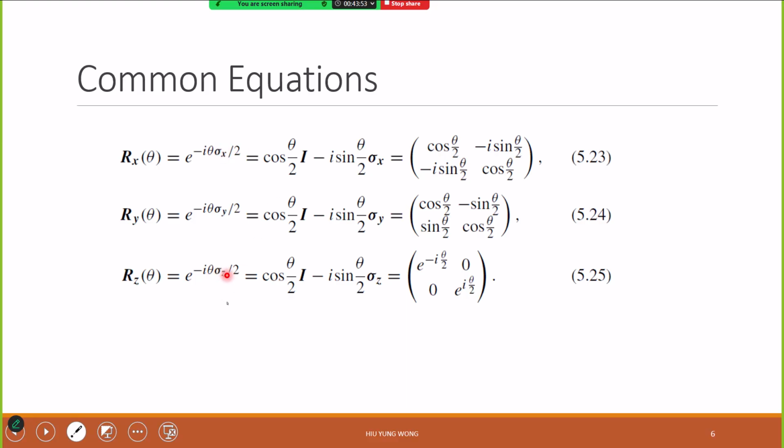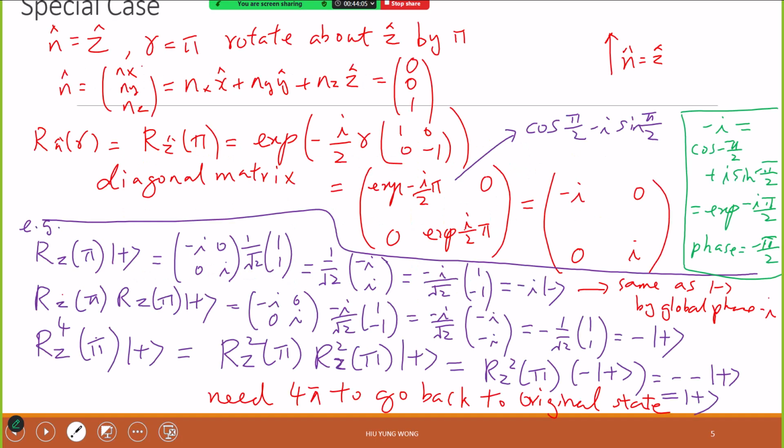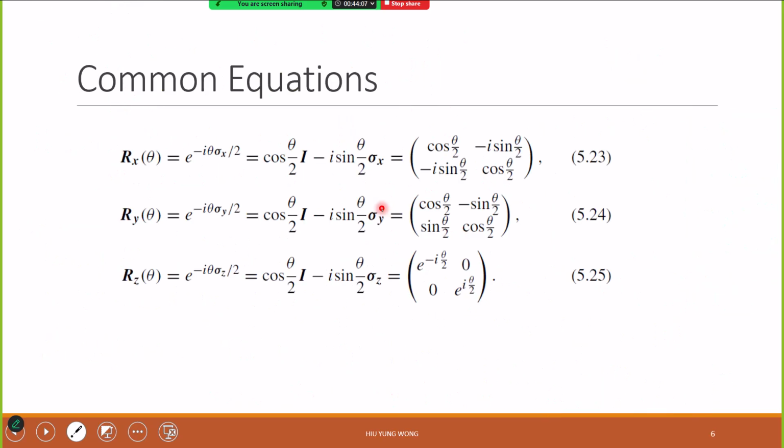Maybe I start with z. We just did z, right? Rotating about the z-axis, you have e to the minus i theta divided by 2, sigma z. I mean, rotating by theta. I was using gamma so far, right? Gamma divided by 2. Here it's theta divided by 2. It's actually equal to this matrix. And similarly, you have x and y. And this is the matrix you will use to do the multiplication on the state that you want.